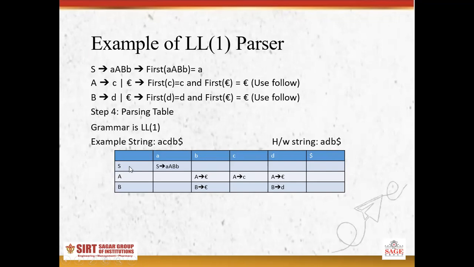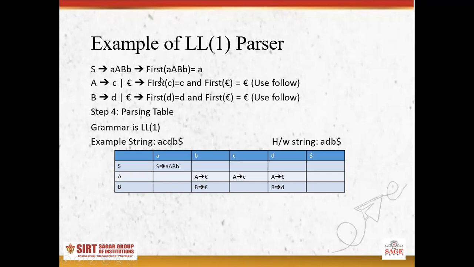First, in each and every column, we put all the terminals given in the grammar. So what are the terminals? a, b, c, d, and dollar. And what are the variables? The variables are S, A, B. Variables are put in the rows.